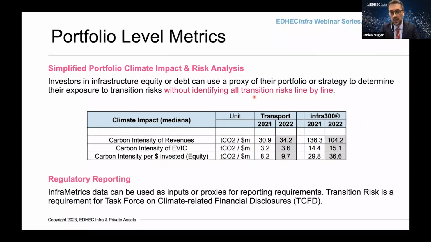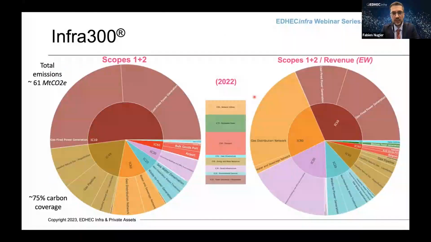Right, and this would also help for reporting, as TCFD requires the transition risk metric, and all data could really help in reporting. All right, so let's focus on one index from Inframetrics. This is the Infra 300 index, which represents globally the different infrastructure assets, and which is equally weighted. So here you have the composition of the Infra 300 index. So there is transport, renewables, utilities, etc.